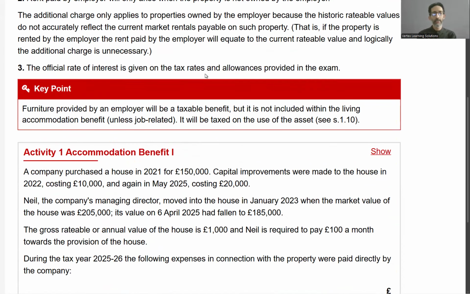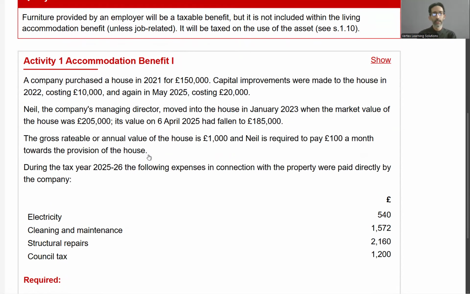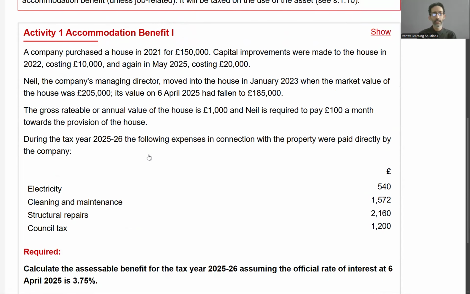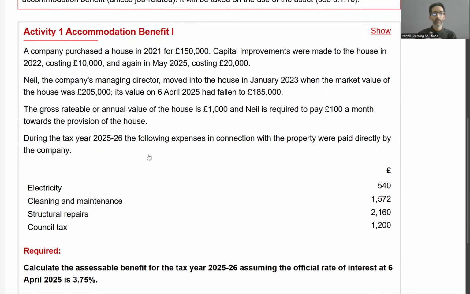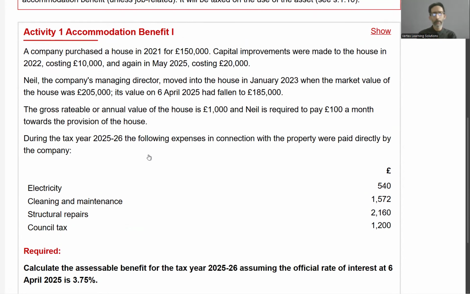For the second one, there is this official rate of interest which is provided in the exam. When we do the examples, we will see that. And here we have the first example. To understand this situation, we have the rateable values, the value of the accommodation, and we are also provided with the expenses. Okay, so let's see. Let's attack this one.